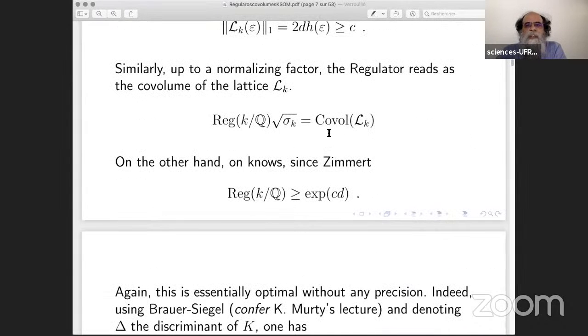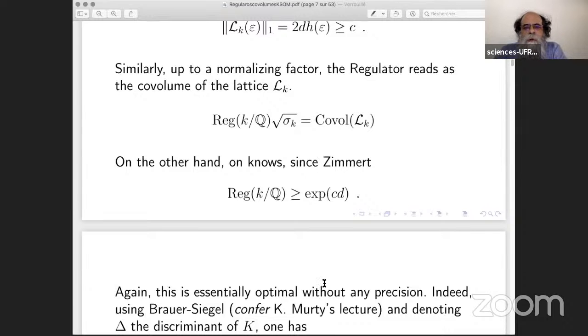And with this definition, there is a classical normalization which is for historical reasons. The regulator is the co-volume divided by the square root of sigma k. Okay. Probably in modern days we would have defined the regulator as just the co-volume, but we are not going to change conventions that are essentially a century old. So what we know? We know since Zimmert that the regulator is at least exponential of constant times t.